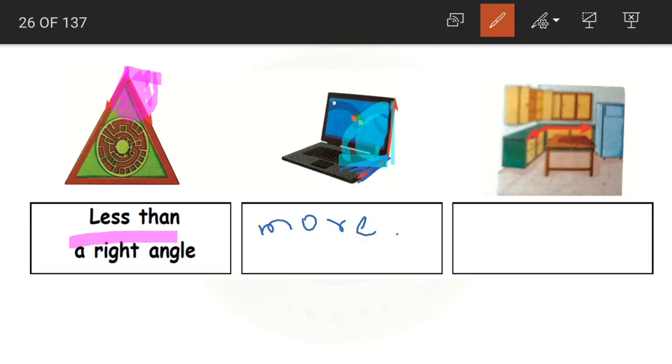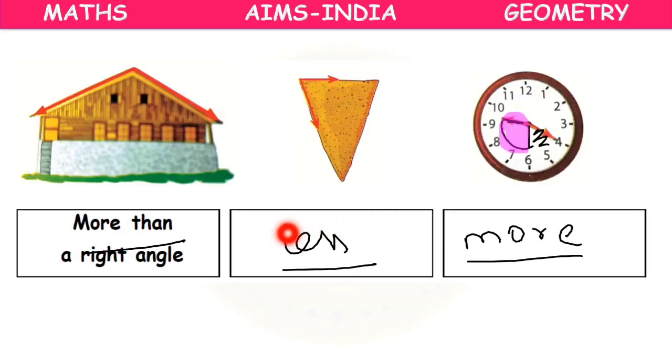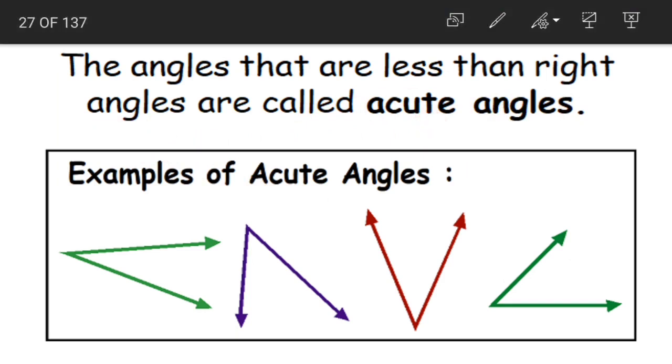Now coming to the last one. Again, this will be our right angle tester. This angle is also more than the given right angle. As we have observed, a few angles are less than the right angle and a few others are more than our right angle. Now what can we say about those angles? The angles that are less than the right angles are called acute angles, children.